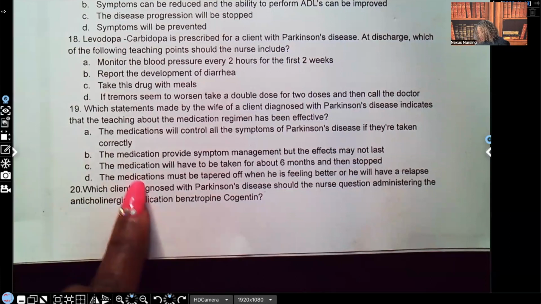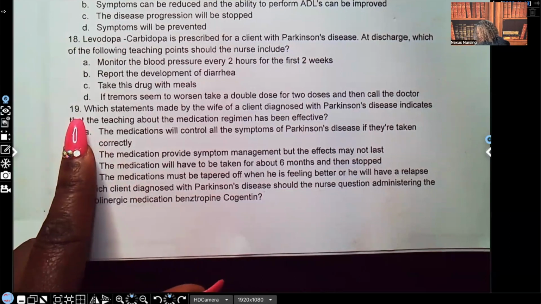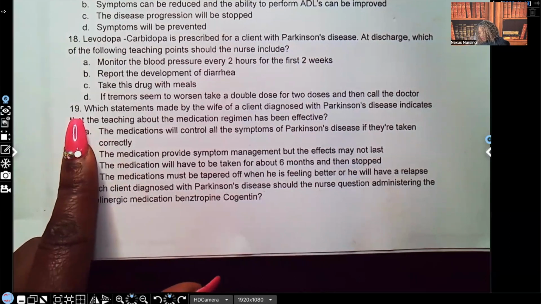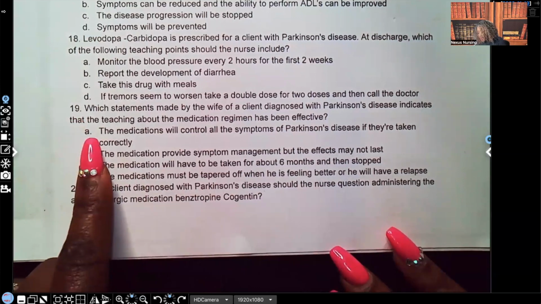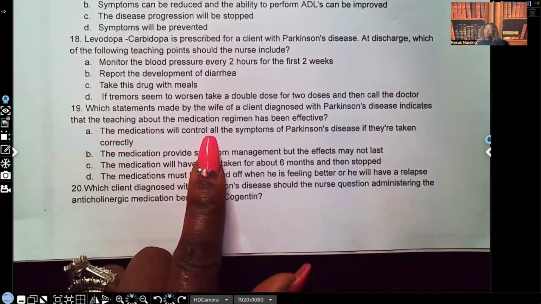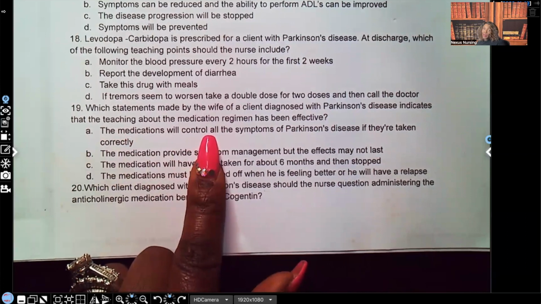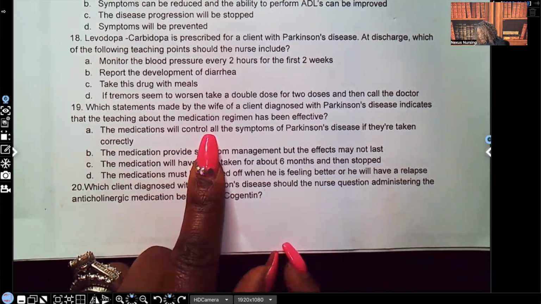Okay, this was number 19. Before I go in the book, let's look at the other choices. A, the medication will control all. Stop. What did I tell you about test taking skills? When you see words such as always, never, all, only, stay away from it. Stay away from that choice unless you know beyond a shadow that that's your answer. Usually, guess what? It's not your answer. Just like here, it's not the answer.